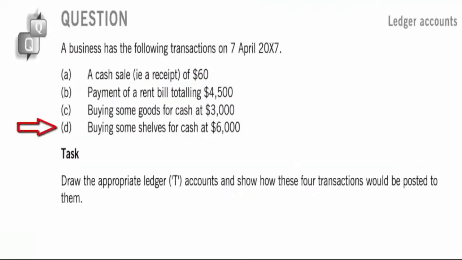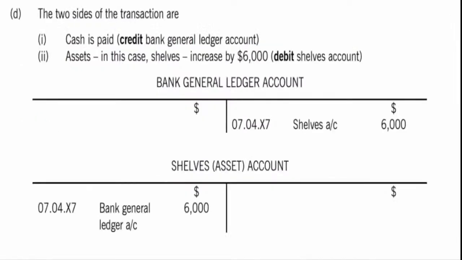Transaction D, buying shelves for cash at $6,000. The business buys shelves for $6,000. Here's what happens. 1. Cash, an asset, decreases because $6,000 is paid. This is recorded as a credit in the bank general ledger account.